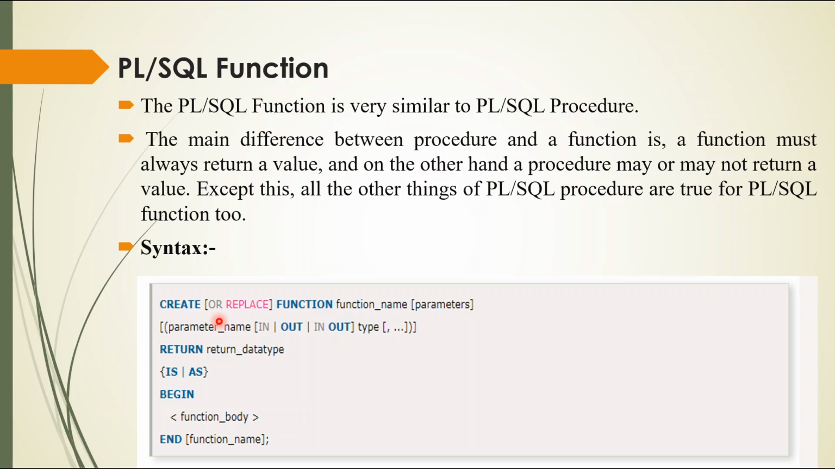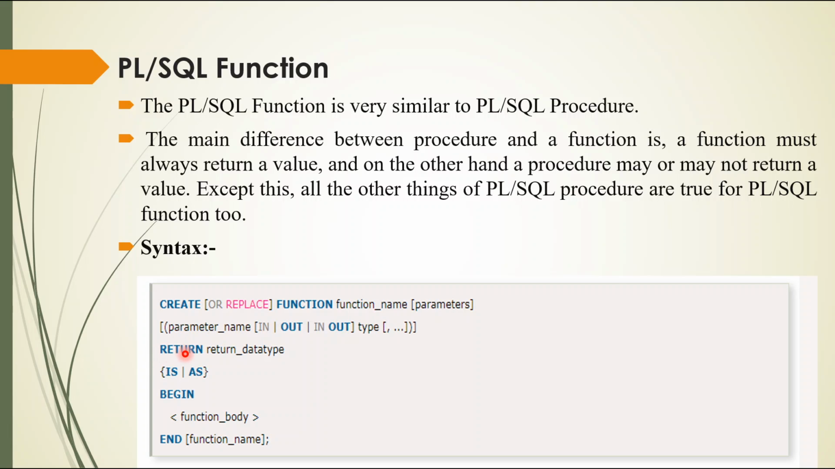So see the syntax for the PLSQL function. Create or replace function name. In brackets we have to provide the parameters. In a procedure we write create or replace procedure name and parameters. So here we provide the function name, and in brackets the parameters. In, out and types I have explained in the PLSQL procedure lectures.